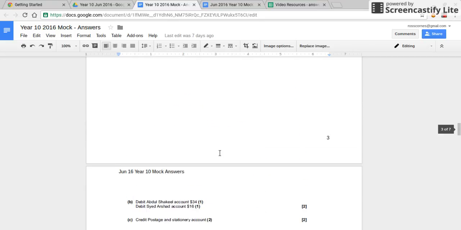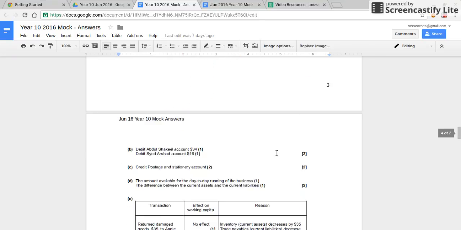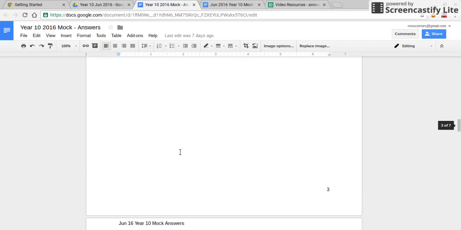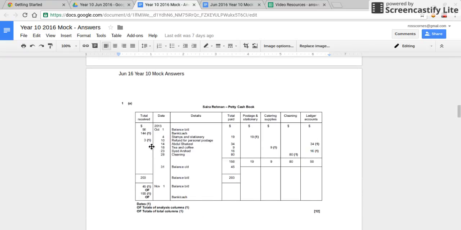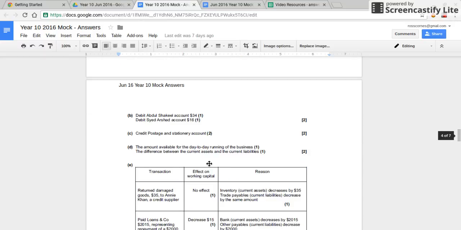What do we do with the amounts on the credit side? Well, the 34 and 16, unlike the other columns in the analysis columns where we use the totals, these are individual customer accounts or supplier accounts that are going to be affected. So the debit entry for those will actually go in the individual accounts for Shakil and Arshad. And then we'd credit the postage and stationery account for the money that we received in for personal postage and stationery, because that doesn't belong in the business expense. So we need to reduce the expense of postage and stationery because we never actually sold that.